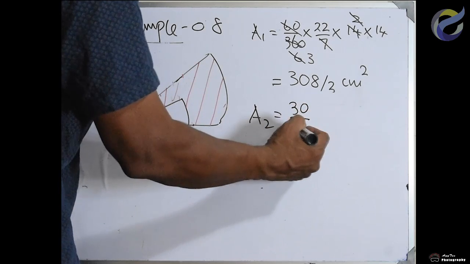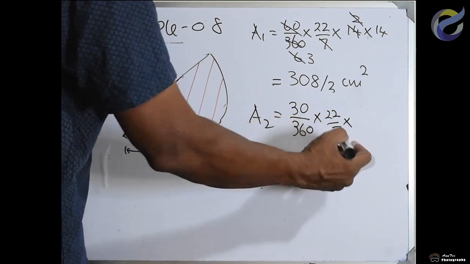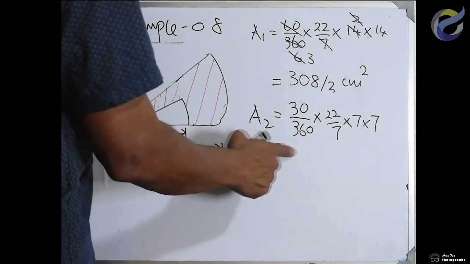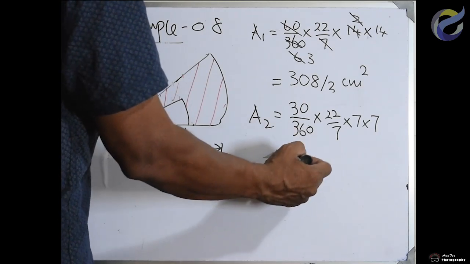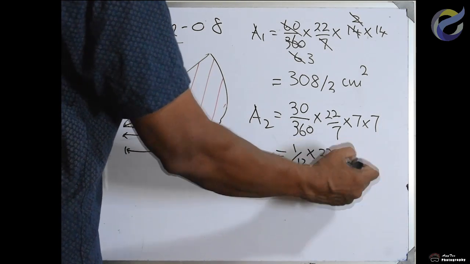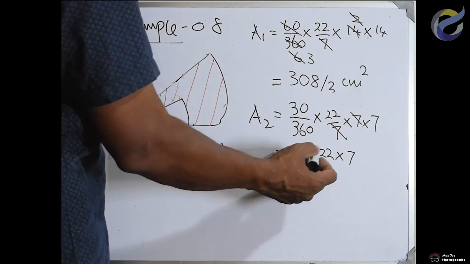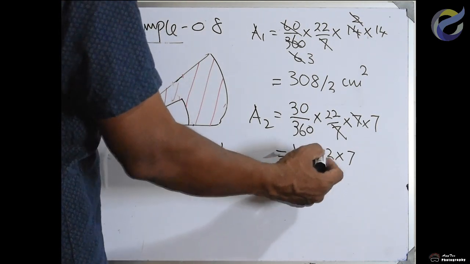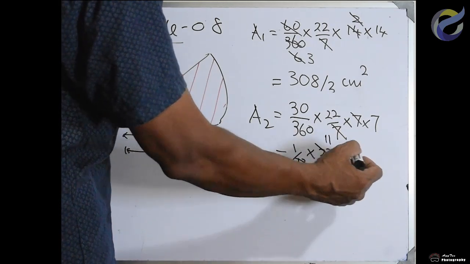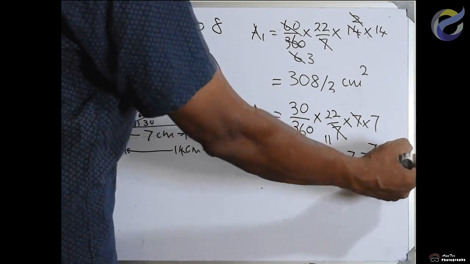30 upon 360 into 22 upon 7 into 7 into again 7. This is equals 1 upon 12 into 22 into 7 because these two cancel. Again by 2 you can simplify this. 6 and 11. So 77 upon 6 centimeter square.